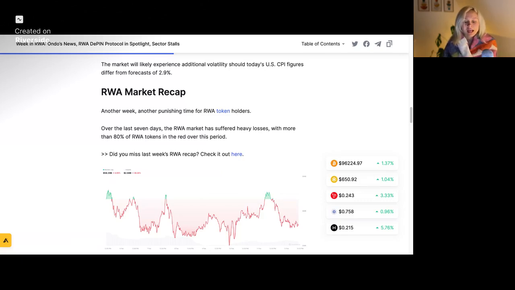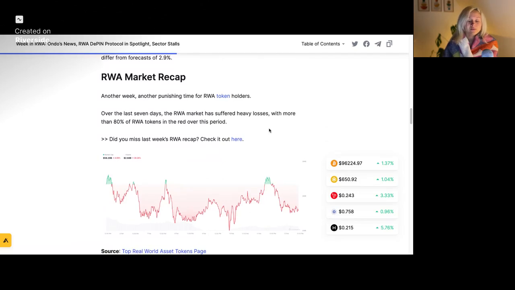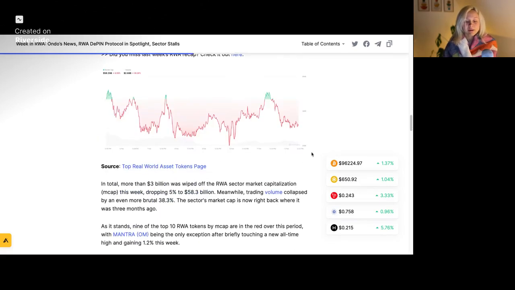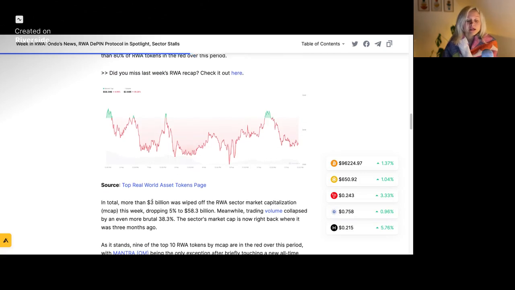Did you miss last week's RWA recap? If you did, you can press here on the article and check it out in more depth. And this data is provided by the top real world assets tokens page.